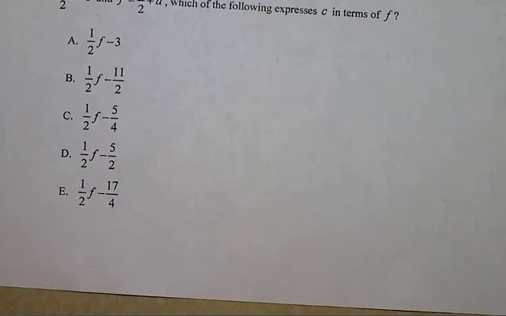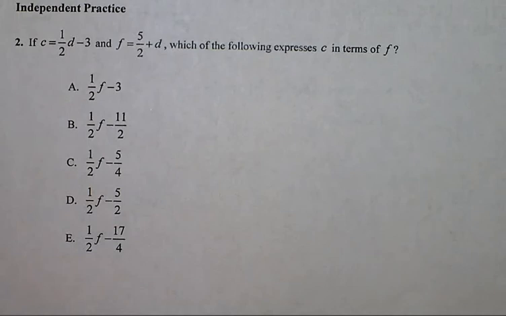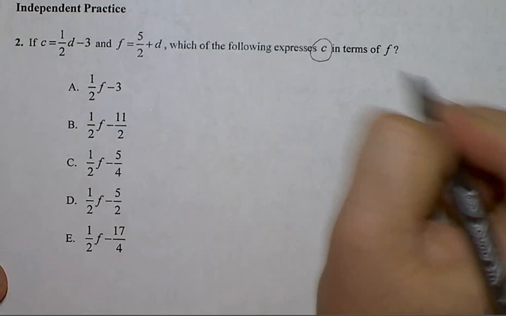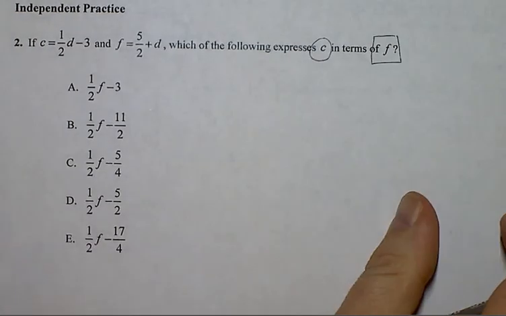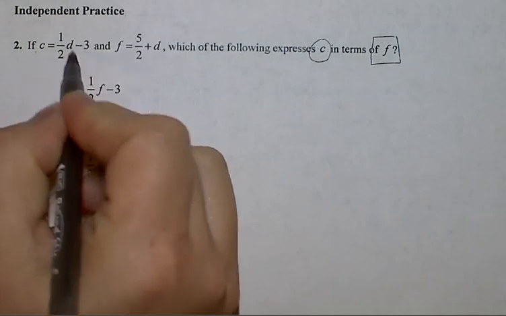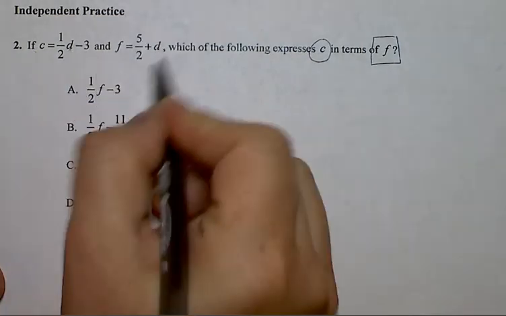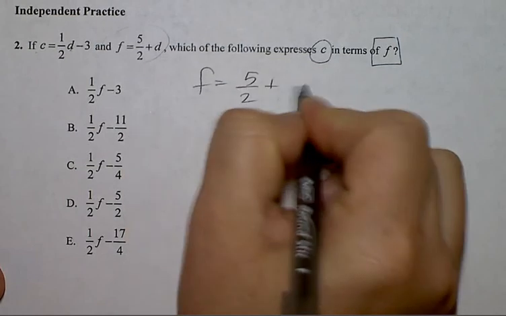Okay, let's go over this problem. If C equals 1/2 D subtract 3 and F equals 5 halves plus D, which of the following expresses C in terms of F? So we want C to be equal to a quantity that only contains the variable F. Right now, C contains a quantity that has a D in it. So I'm going to go to the second equation, and I'm going to isolate the D.